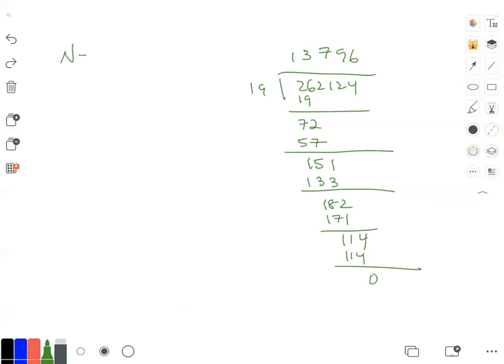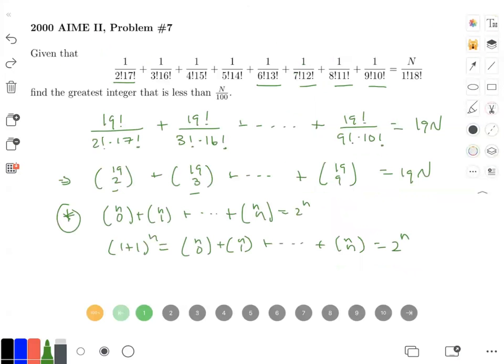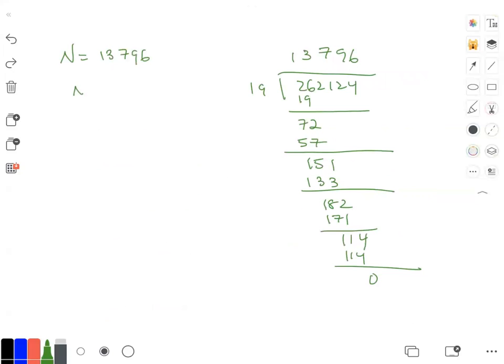So n is nothing but 13796, and we want the greatest integer that is less than n over 100. So n over 100 is equal to 137.96. Taking the greatest integer that's less than this is just 137, and we are done.